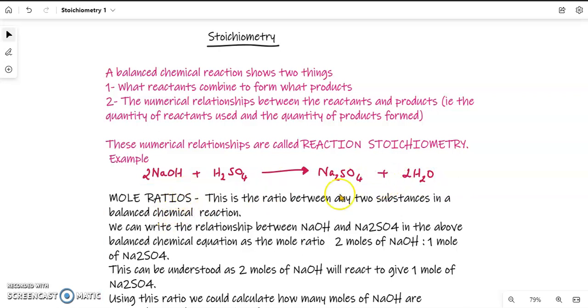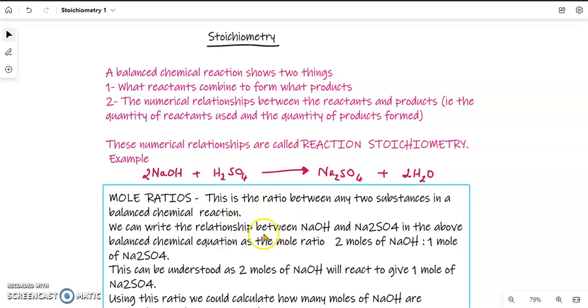Now from this equation, and all balanced chemical equations, we can get what are called mole ratios. By mole ratios, we mean the ratio between any two substances in a balanced chemical reaction. So the ratio between sodium hydroxide and sulfuric acid is based on the coefficient of sodium hydroxide, which is 2, and sulfuric acid, which is 1. So the mole ratio between sodium hydroxide and sulfuric acid is 2:1.